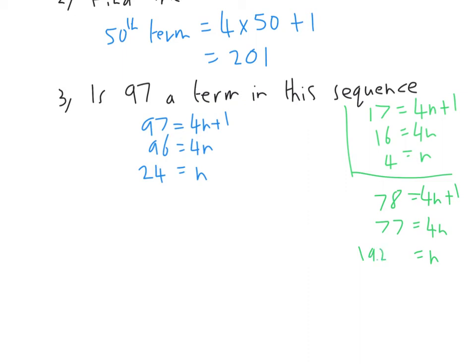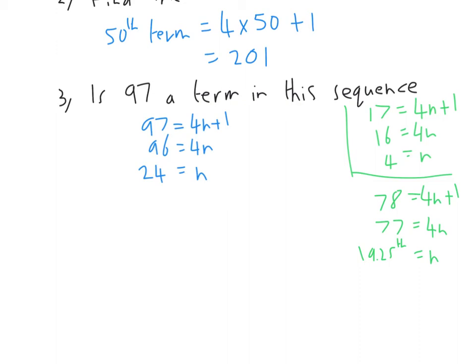Now you can't get a 19.25th term. You have a 19th term, you have a 20th term. So that tells you that the number 78 would be between two terms. It would be between the 19th and 20th term, but it's not actually in the sequence, so it doesn't work.